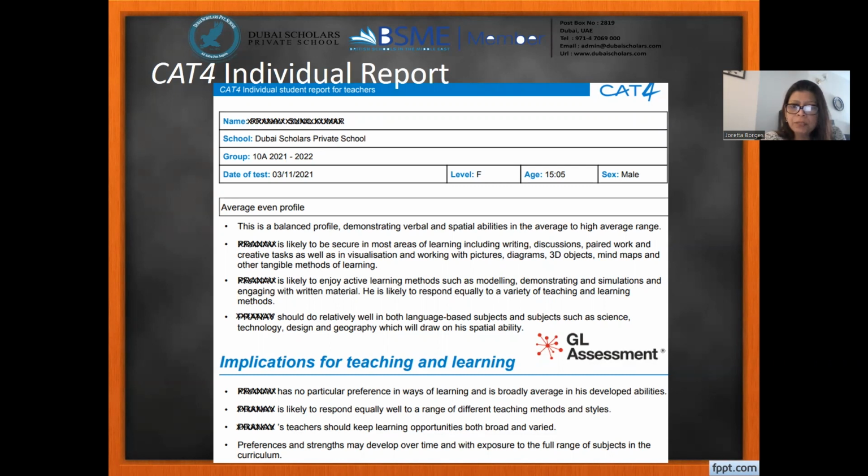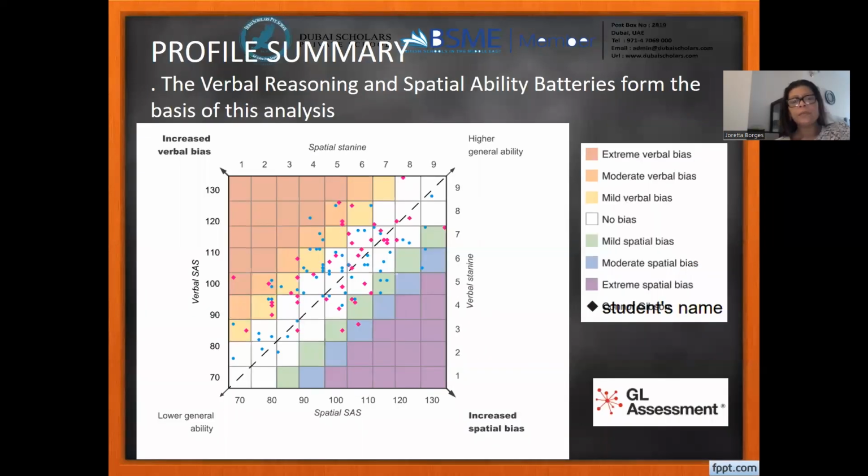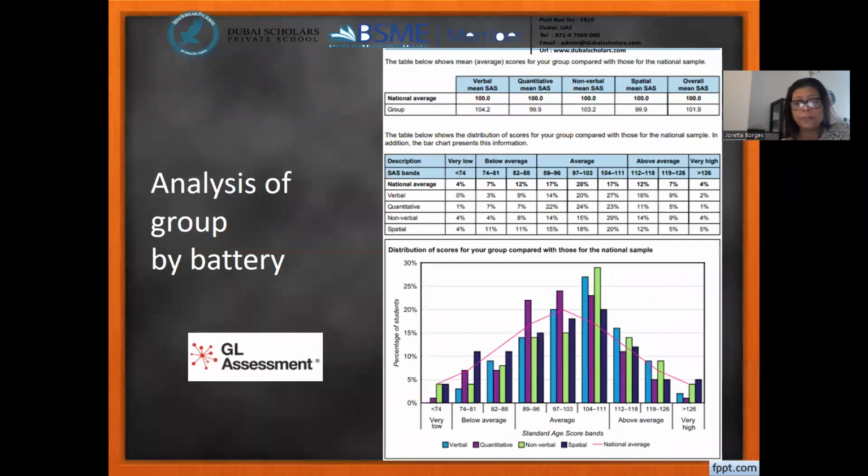Understanding a student's ability to learn helps the teacher in planning her lesson. She can include activities that would advance a student's learning, keeping in mind his verbal and spatial abilities. The data will be presented to you through the graph on your screen. Classically, the blue dots represent the boys and the pink dots, the girls.